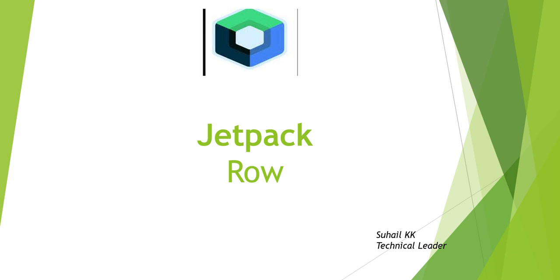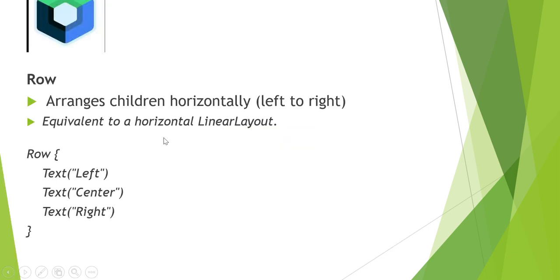So we will recall what we learned in the previous sessions. So what is Jetpack row? Jetpack row is used to arrange children horizontally from left to right. Column is used to arrange vertically from top to bottom. So row is to arrange children horizontally from left to right. And row is equivalent to horizontal linear layout.